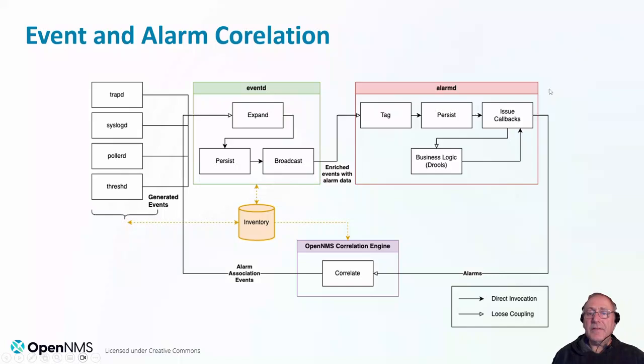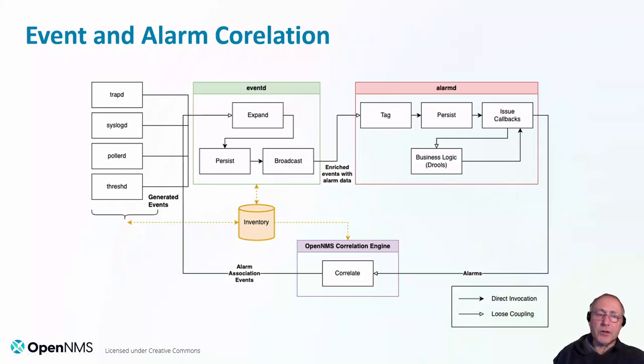Now all of this uses business logic, which is implemented in Drools. Drools is a Rete engine, which basically allows us to create rules to determine how events and alarms are managed within the system. But also, we can use an external correlation engine to correlate inventory information and any other information and then feed back associated alarms.